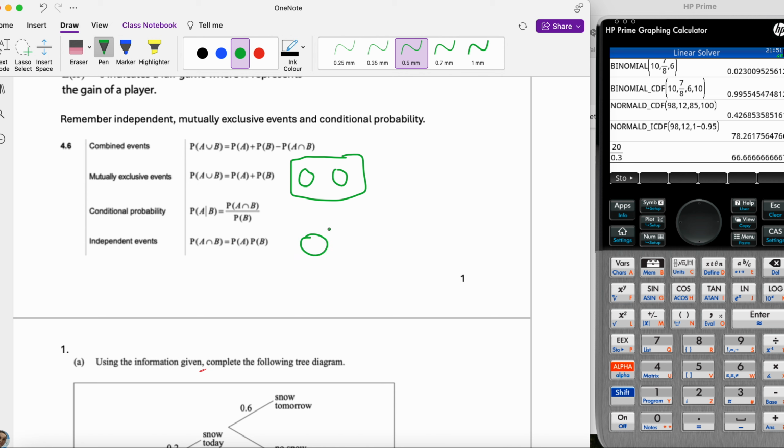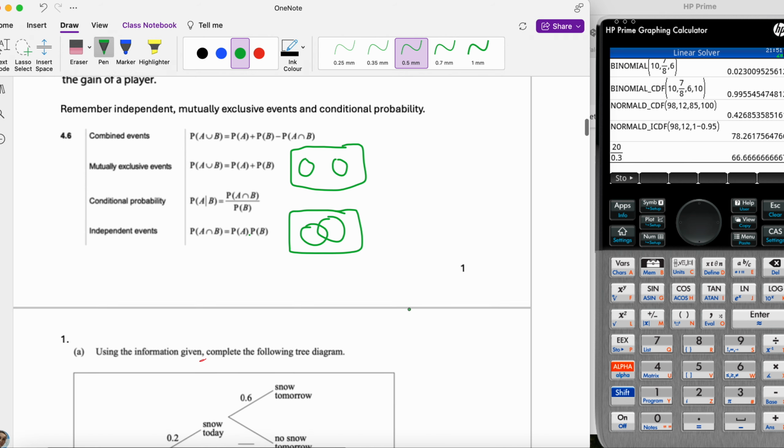Independent just means that they have nothing to do with each other. So the probability of Anna coming to school and the probability of Bob coming to school, okay? So you just multiply them. It's like tossing a coin and rolling a die. They don't affect each other, right?